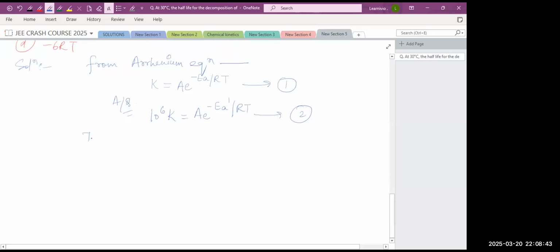Now dividing equation 2 by 1, we get 10 to the power 6 on the left hand side, and on the right hand side, the A will cancel out, and you will get e to the power EA minus EA dash upon RT. Okay, now taking ln on both sides.